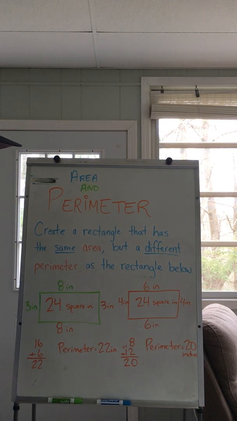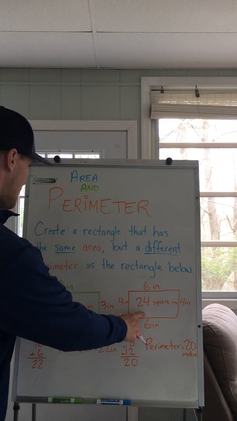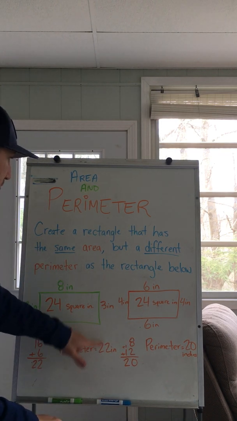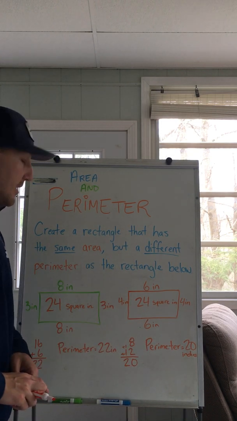And now we look back at our problem. They have the same area, and the perimeter here is 22, and here is 20. So this works.